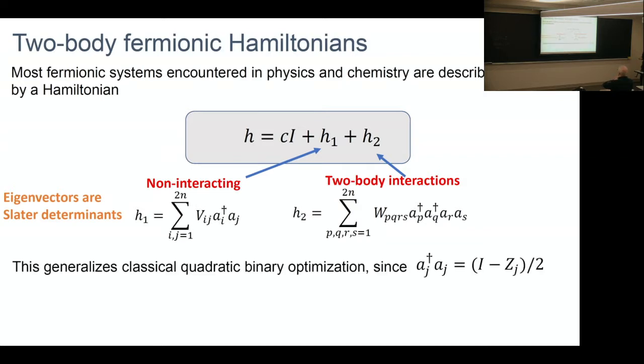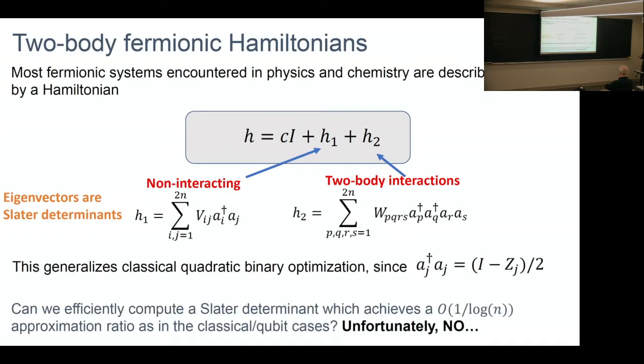This generalizes the classical case that we talked about, because you can represent a_j dagger a_j as (1 minus c_j) over 2. So you could just make this replacement everywhere and get a Hamiltonian of this form from a classical binary optimization model. Then you can ask, can we efficiently compute a Slater determinant which achieves this 1 over log n approximation ratio, generalizing the classical binary quadratic case? And the answer is actually no. So that's why Slater determinants are not the right thing to do here.